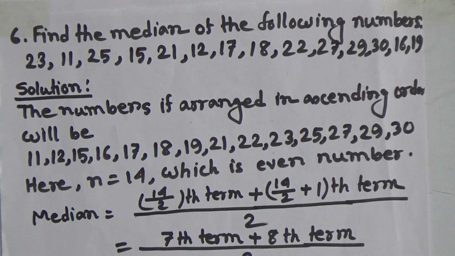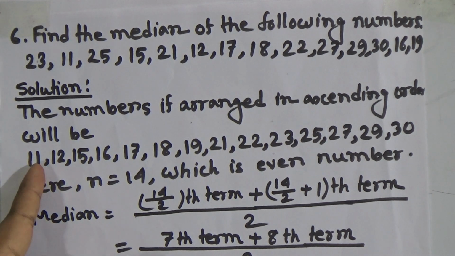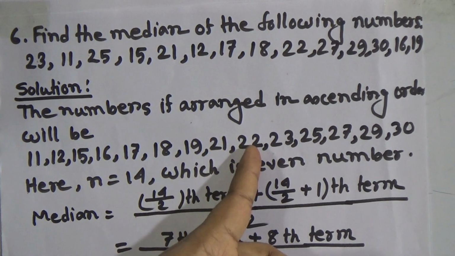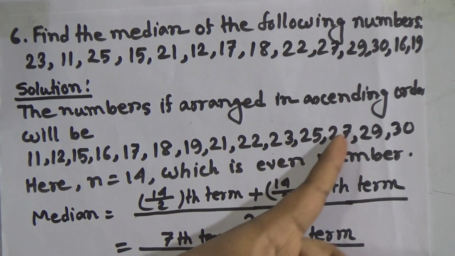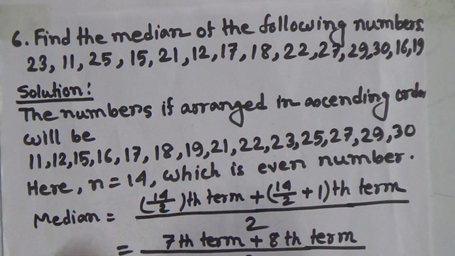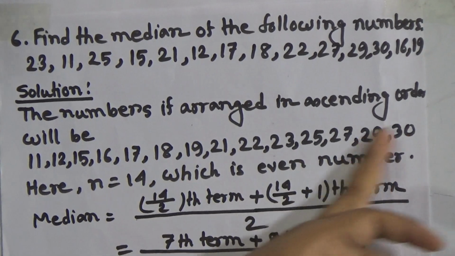My dear student, please notice these numbers are not arranged, but we have already learned that when we want to find the median, at first we arrange the numbers in ascending or descending order. So here we arrange the numbers in ascending order, which is given below: 11, 12, 15, 16, 17, 18, 19, 21, 22, 23, 25, 27, 29 and 30. So these numbers are arranged in ascending order.